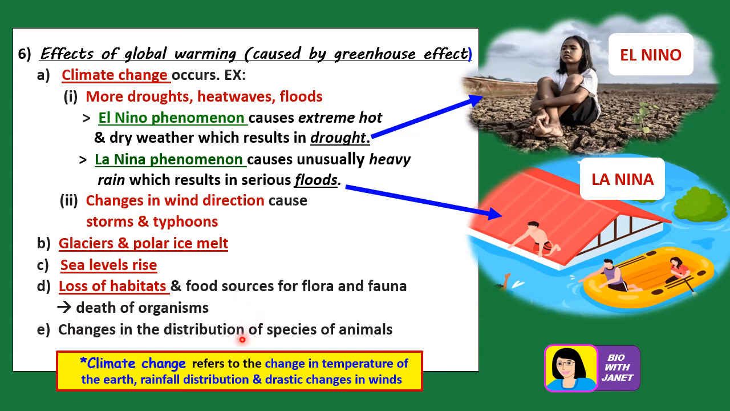Now, changes in the distribution of species of animals, for example, insects. So certain areas in the world will become warmer than normal already, because of the global warming, and this may be favorable for certain species of insects. Some may be carrying viruses or pathogens, like mosquitoes. So certain places may be more suitable for their survival, because the place may get warmer than usual, and so they may migrate there. So there are changes in the distribution of species of animals.